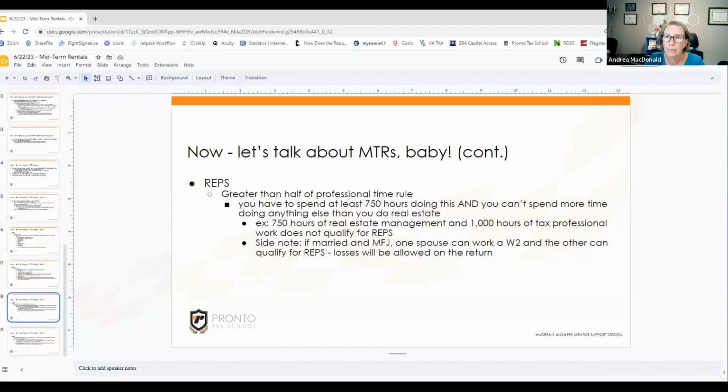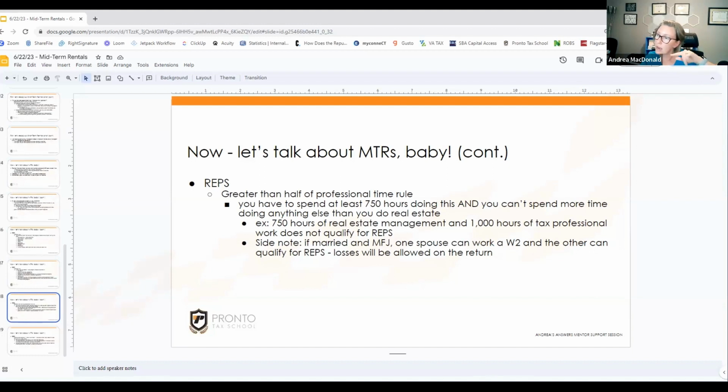And that trips a lot of people up. It's a little confusing since it's not all the tests like some of the other areas. And so you've got to do 750 hours and more than half your time. So generally, if you have a full-time W-2 job, you're not going to meet rep status. On a side note though, for the 750-hour rule, your spouse cannot help you qualify.